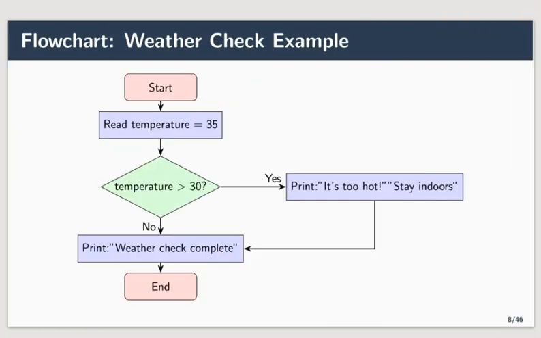Let's trace through this with a temperature of 35 degrees. We start and read the temperature, then check: is 35 greater than 30? Yes. So we follow the yes path and print both warning messages. And then we continue to always print weather check complete and end the program. Notice how the flowchart matches our problem description perfectly.